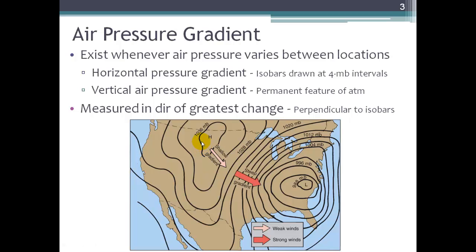Remember, when we look at isobars on a map, we draw them at a standard interval of 4 millibars, and we do that so we can see these kinds of trends in the isobars and therefore the winds. We can see where they're steeply packed or where they're shallowly packed and get a sense of the gradient and the corresponding wind flow.